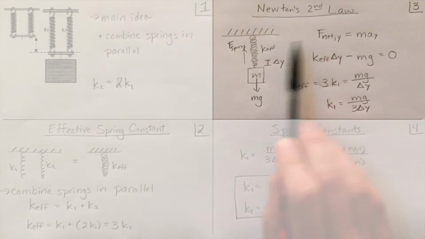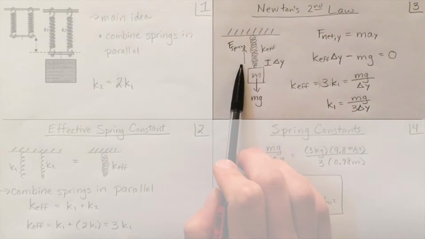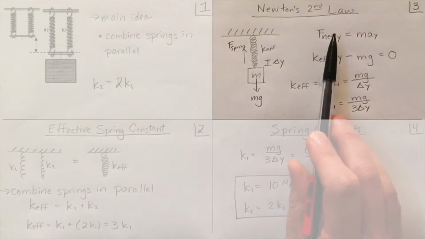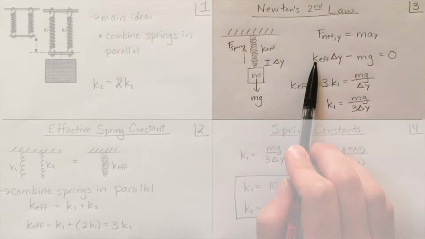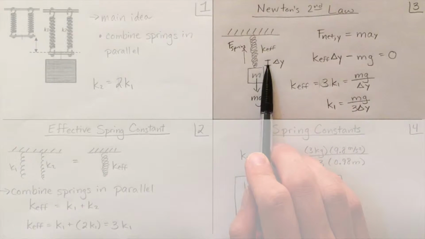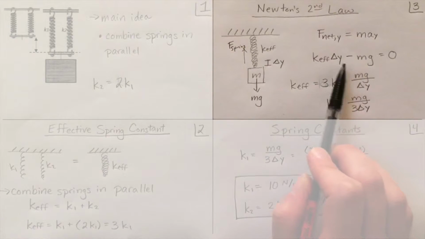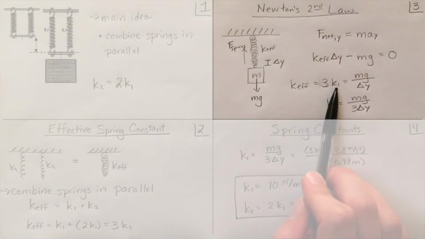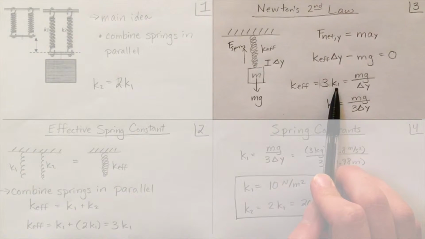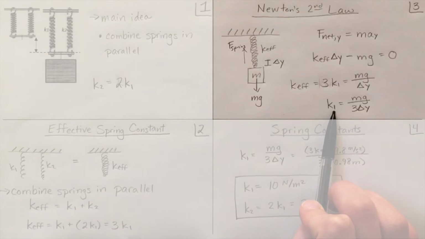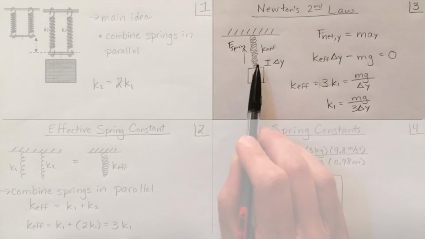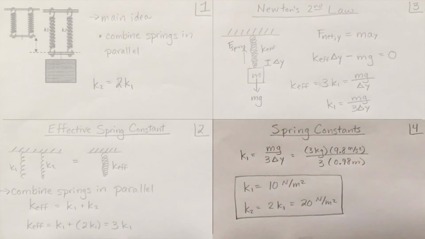The two forces acting in the system are the spring force, which acts up, and gravity, which acts down. We can write the spring force as the effective spring constant times the distance that the spring has stretched. Solving this equation for the effective spring constant and rewriting it as 3 times the spring constant of spring 1, K1, we see that K1 is equal to mg divided by 3 times the stretched distance.